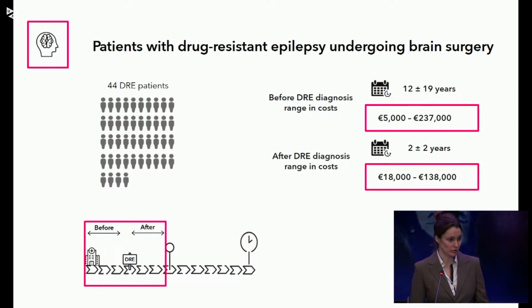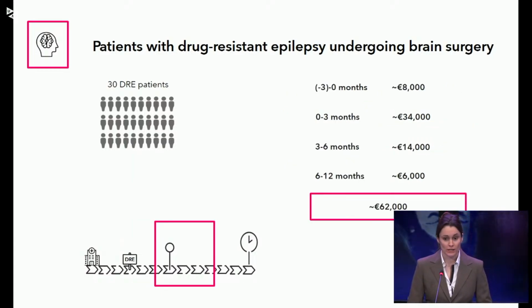If we then looked from the moment they were diagnosed with drug-resistant epilepsy up until undergoing surgery, this lasted about 2 years, and cost ranged per patient between 18,000 and 138,000 euros. Then looking at the cost around the surgery itself, from 3 months before undergoing surgery up until 1 year after, you see obviously costs are higher in the beginning, as the surgery is also included, but decrease over time, being about €6,000 per patient on average in the last half year. The total cost of the first year is on average €62,000 per patient.